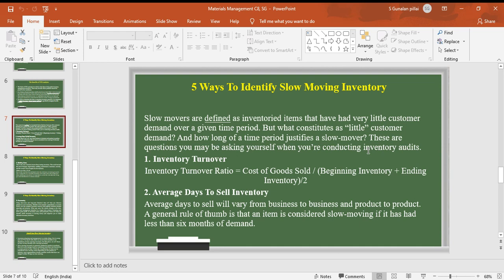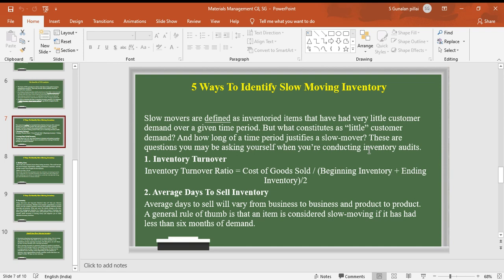The product is in which category? Again, the same is mentioned in ABC analysis also. Here we are further identifying more purely about the product categories. So how do we calculate the slow moving inventory? Inventory turnover is one formula. Inventory turnover ratio is the cost of goods sold divided by the average inventory, that is, beginning inventory plus ending inventory divided by 2. These are all the formulas.